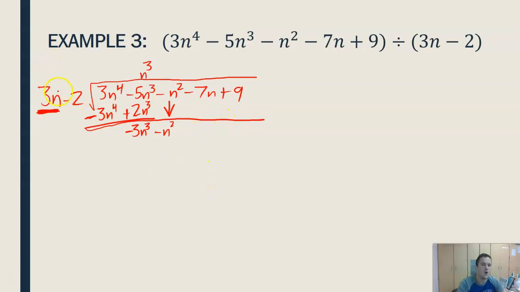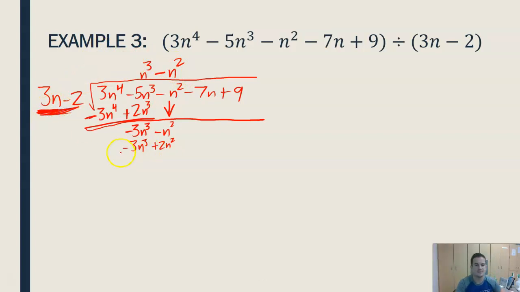Now, what times 3n gives me negative 3n cubed? Well, that's going to be negative n squared, because negative times 3 is negative 3, and n squared times n is n cubed. So that's good. Now that I've found that term, I'm going to multiply negative n squared by both of these terms. Negative n squared times 3n is negative 3n cubed. Negative n squared times negative 2 is a positive 2n squared.